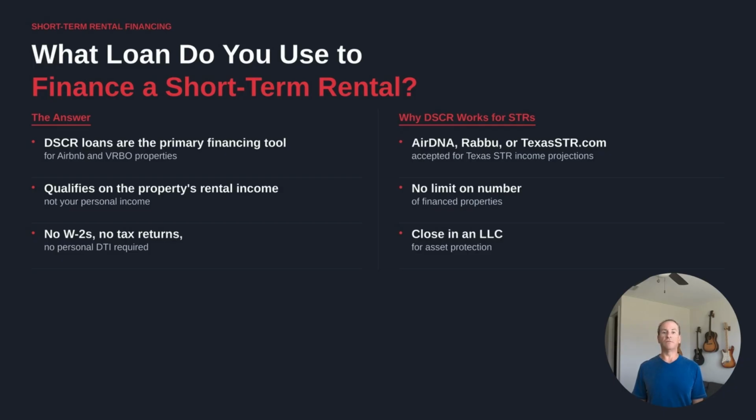As far as why DSCR works for short-term rental, you can use AirDNA and VRBO for property projections. There's no limit on the amount of properties. You can own more than 10. With conventional financing, you're capped at 10 properties. With these DSCR loans, you can have many properties, unlimited properties. And plus you can close in an LLC, which is very nice too.